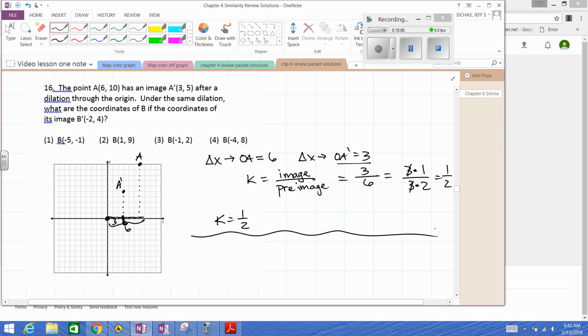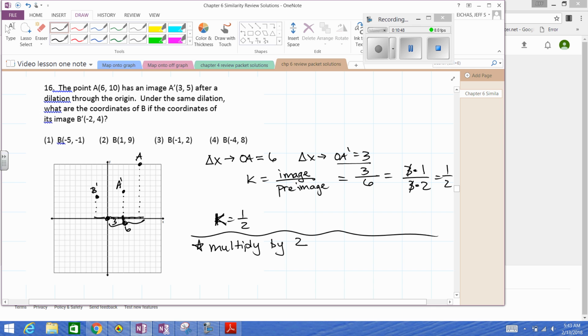Now we're going to need to apply that to the same, okay, so B is negative 2, 4. Wait a minute. This is B prime. All right, so this is backwards. So the scale factor is 1/2. So how do we work backwards? How do we get the original for B? Well, basically we're going to multiply by 2. That's the reverse of multiplying by 1/2, and it's the same as dividing by 1/2. So we're going to multiply by 2.